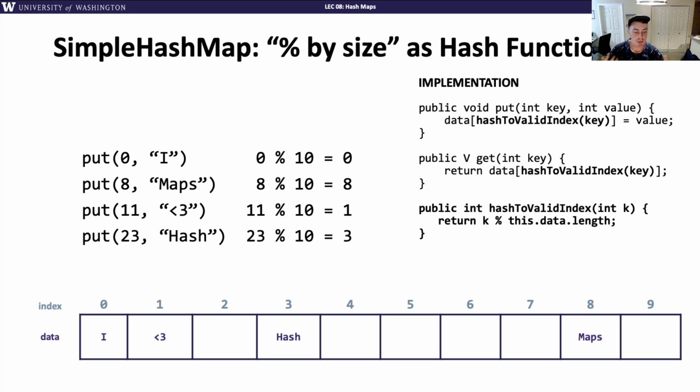Now, the way we'd implement this in code is very similar to our last array implementation, the DirectAccessMap. The only difference now is instead of just going to index key, we need to call this helper function hash2validIndex, which is just going to mod the key by the length of the array. And it's always going to guarantee it's going to be a number between 0 and the end of the array.